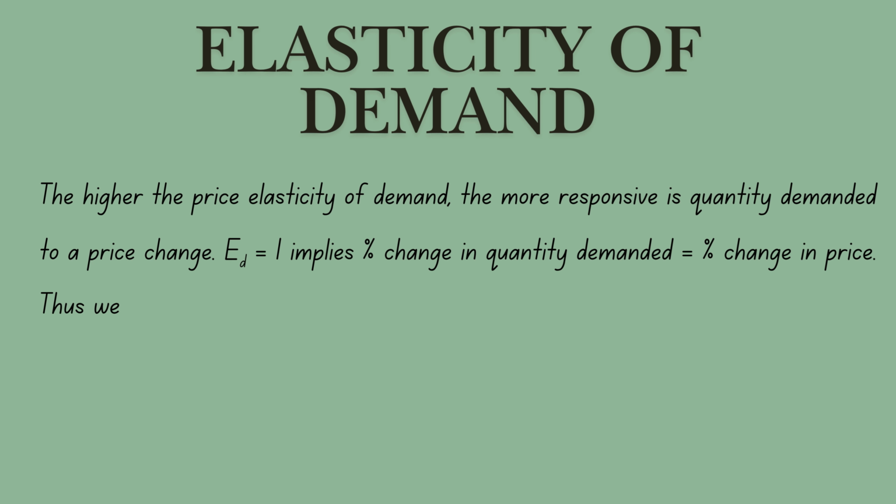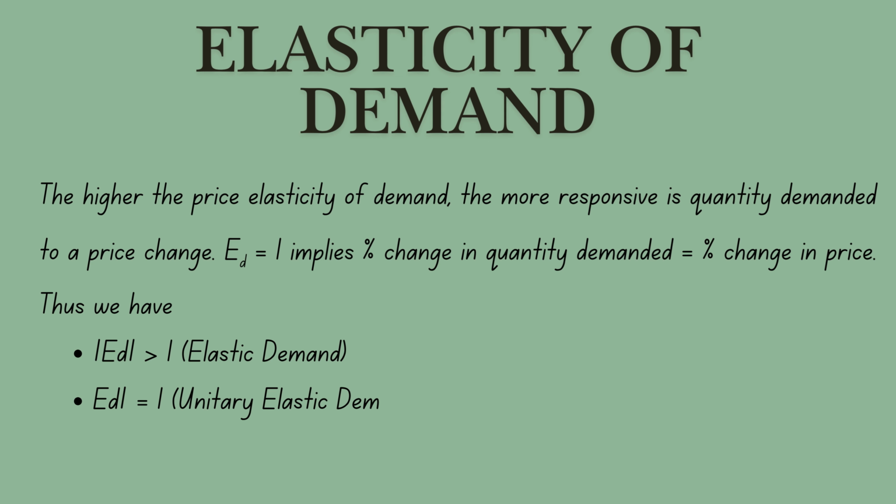Thus, roughly we have the absolute value of elasticity of demand to be first greater than 1. When it's greater than 1, we say demand is highly elastic. Then we can have elasticity of demand equal to 1. When it's equal to 1, we say that the demand is unitary elastic. And lastly, we have elasticity of demand less than 1. When it's less than 1, we say that the demand is inelastic. We have some more extreme cases that we'll understand with the help of a graph in the next section.